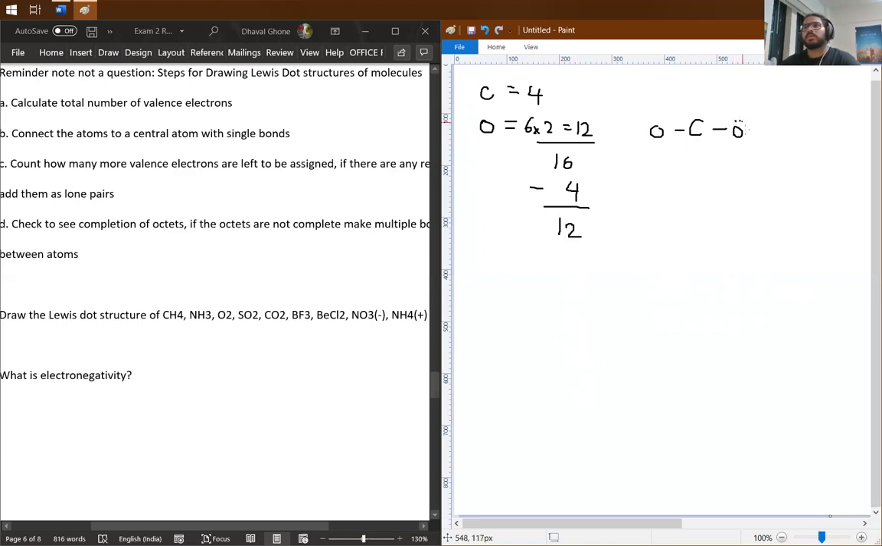I want to start from here: 1, 2, 3, 4, 5, 6, 7, 8, 9, 10, 11, 12. I've added all 12. No more left to add. I'm going to check for octets. This oxygen and this oxygen want octets, and they have 8 electrons, so they're all full. Carbon only has 4 electrons, so I'm going to make this oxygen share electrons. I can also make this one share an electron, and that will make it have this structure, and then there'll be still 2 lone pairs left over here. Yeah, that's my final structure for carbon dioxide.